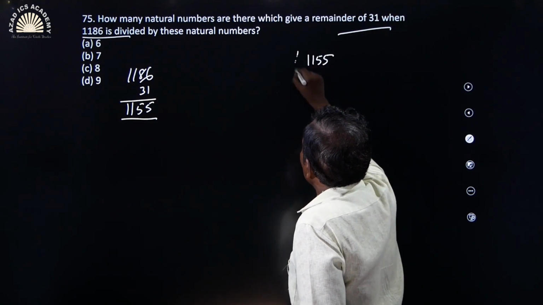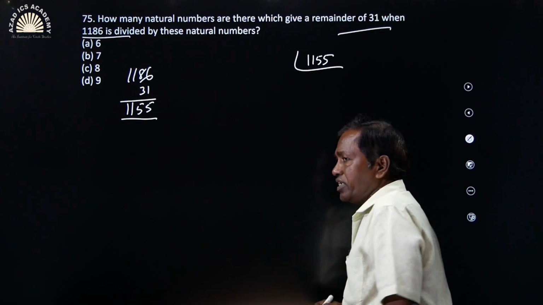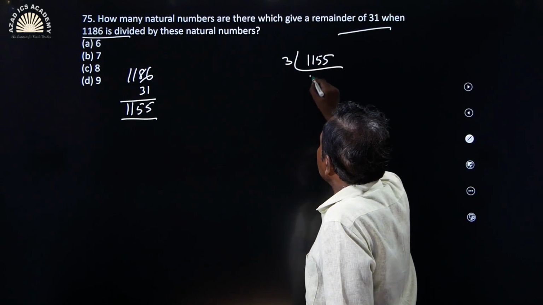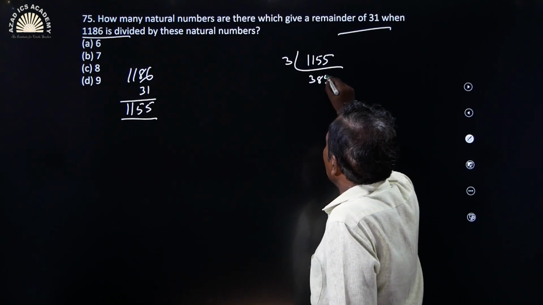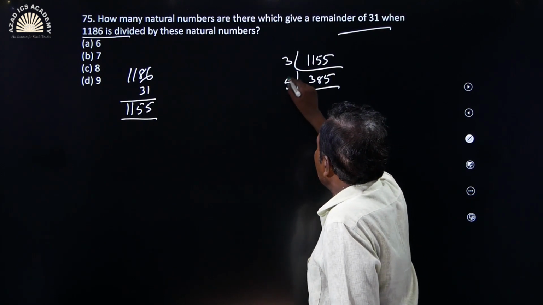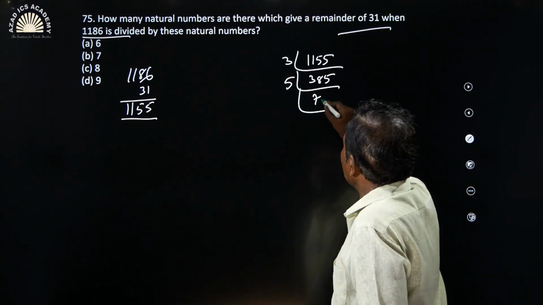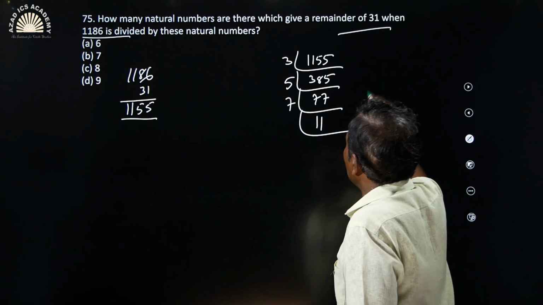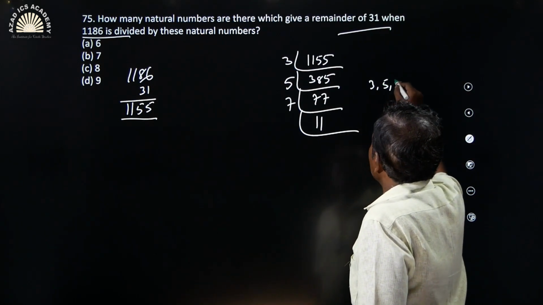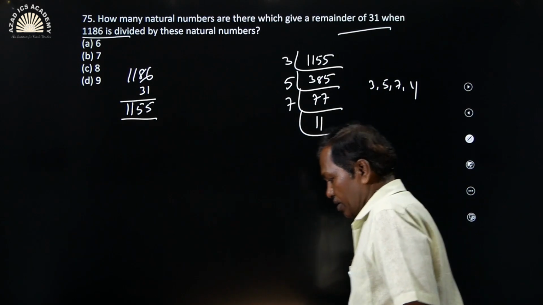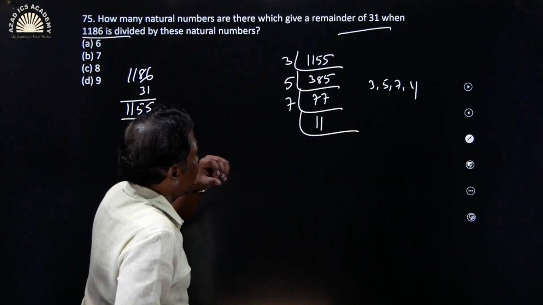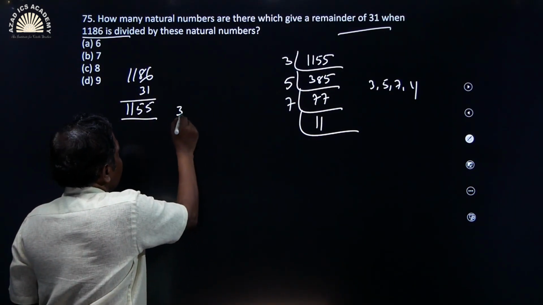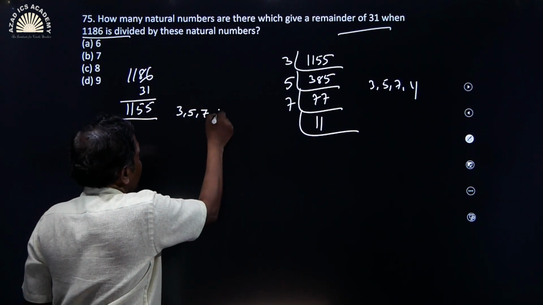For 1155, we have to go to the prime factorization. Let us start with prime factors. 2 is not possible. Let us try 3: 3 threes are 9, 3 eights are 24, 3 fives are right. Now we can try with 5: 5 sevens are 35. Again, 7 into 11 is over. So the prime factors are 3, 5, 7 and 11. There are 4 prime factors for this number.